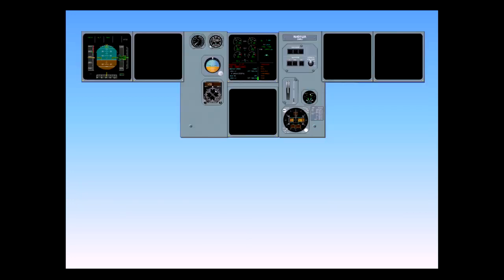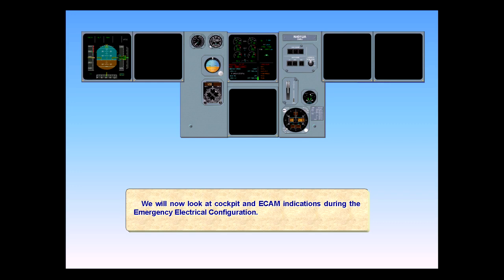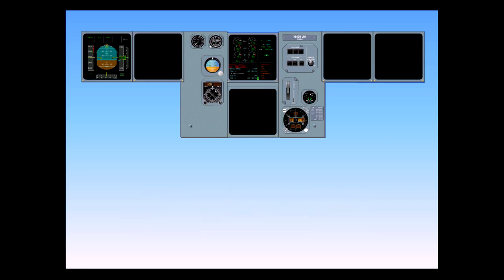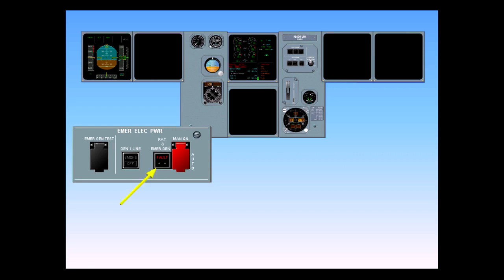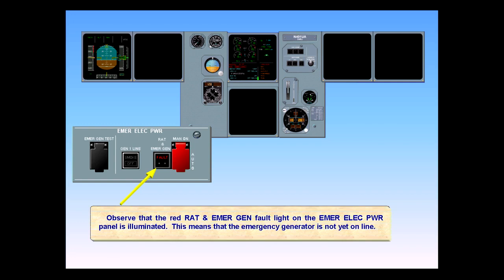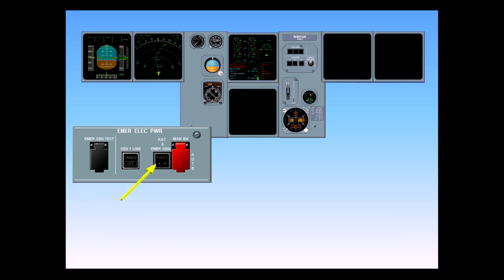We will now look at cockpit and ECAM indications during the emergency electrical configuration. Observe that the red RAT and emergency generator fault light on the emergency electric power panel is illuminated. This means that the emergency generator is not yet online. The light has extinguished and the emergency generator is now supplying the system. Notice that the captain's ND has been restored.